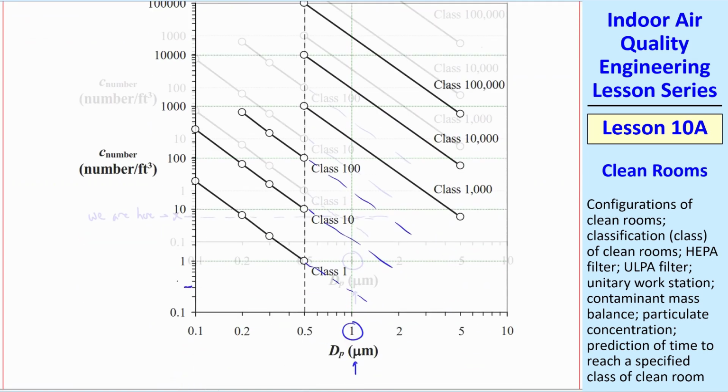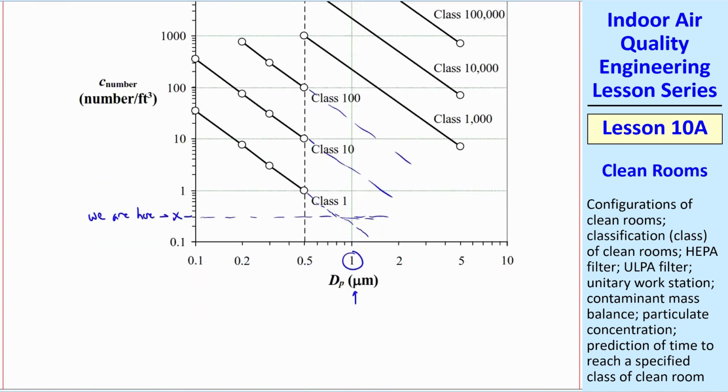0.302 is about here. If you go straight across, you can see that we're at this point right here, which is above the class 1. We'd have to achieve this point, 0.21. We're here for these 1 micron particles. So we can see that we cannot achieve a class 1.